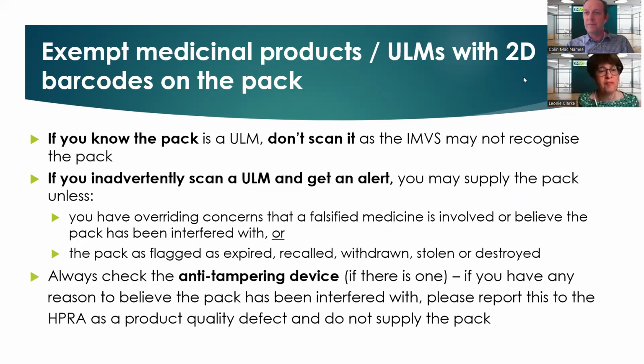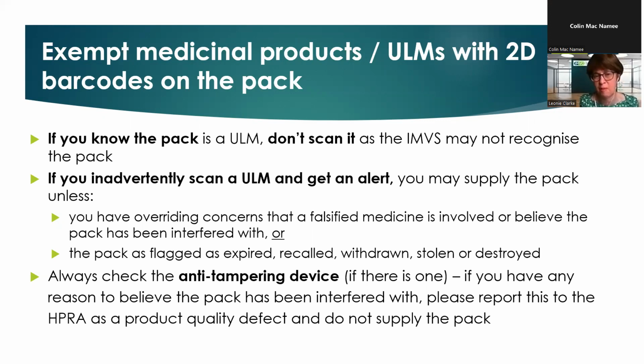Okay, so just very briefly, we just want to give you a quick update on the advice that we've issued about exempt medicinal products or unlicensed medicines, or ULMs as they're sometimes called, where we sometimes see these medicines coming in with 2D barcodes on the pack. Now, the advice that's been issued here for these, and this has been agreed with the HPRA, is if you know when you're handling the pack that it's an unlicensed medicine, don't scan it. And the reason for that is that even though there's a 2D barcode on it, the IMVS may not recognize the pack, and you get a product not found alert in that situation.